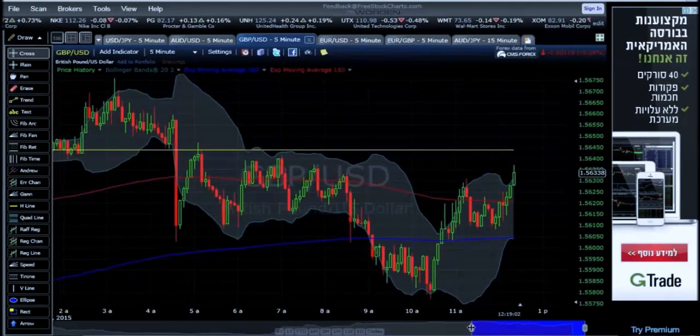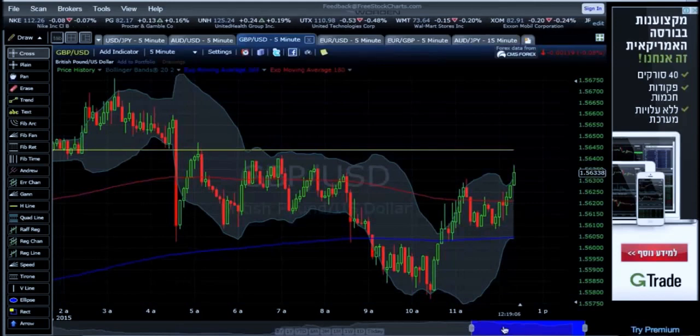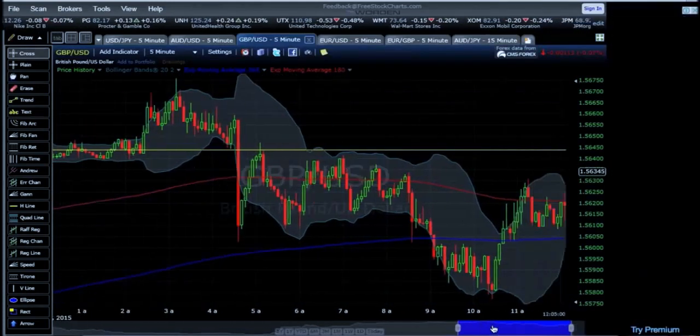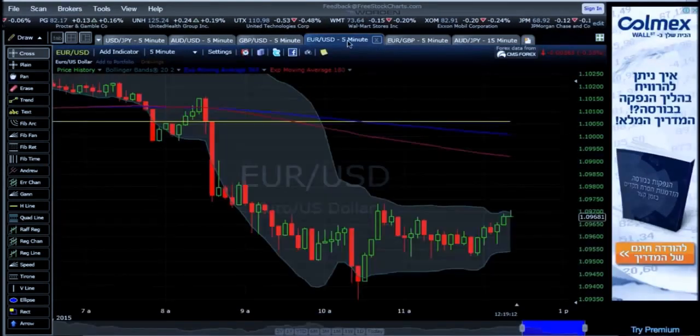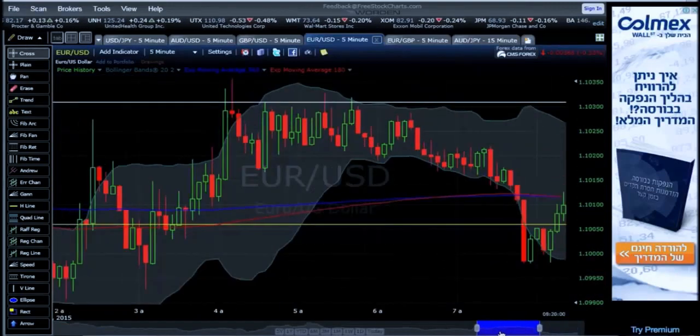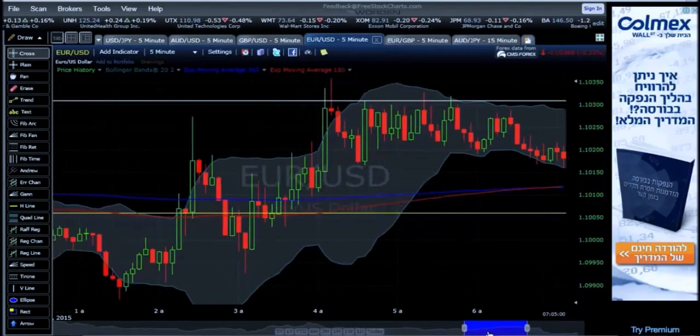Remember, you use this strategy only on the 5-minute chart. This GBP-USD is uptrending. Euro-USD, let's see what we have here.